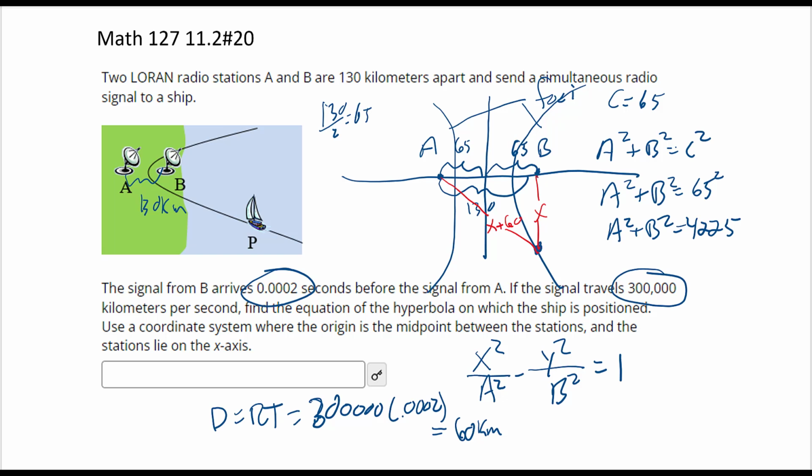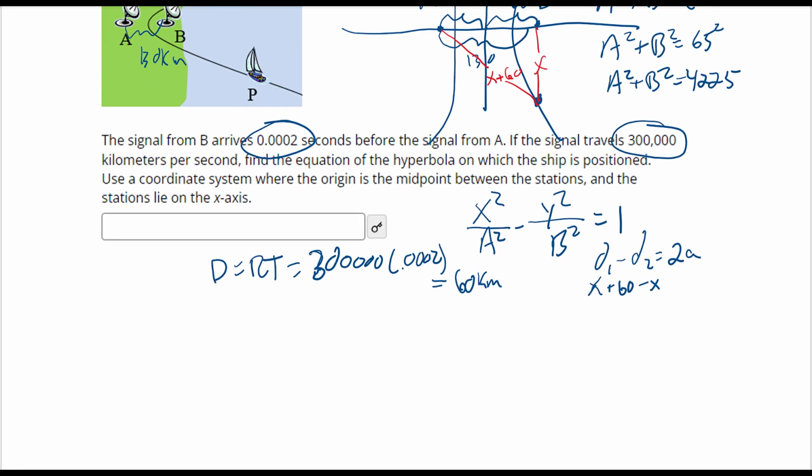Now, how do we use that? Well, d1 minus d2 is supposed to be 2a. This is from the book. And d1 being the bigger of the two. So if we took x plus 60 and subtract x, let me give myself more workspace here, that's going to be 2a. So that means 60 equals 2a, or a equals, and this is a for this a right here. I did lowercase, but whatever. a equals 30. So a squared is going to be 900.